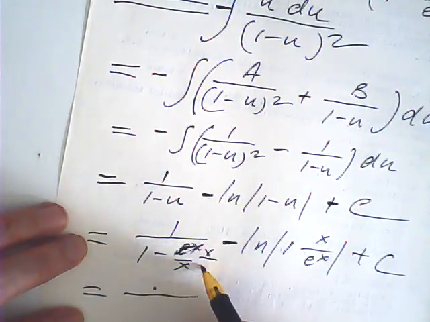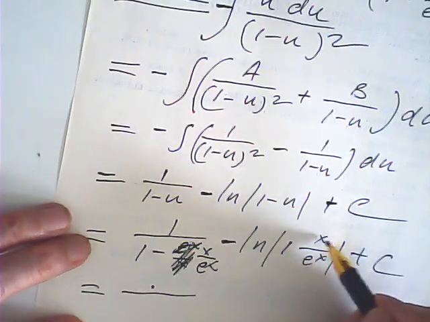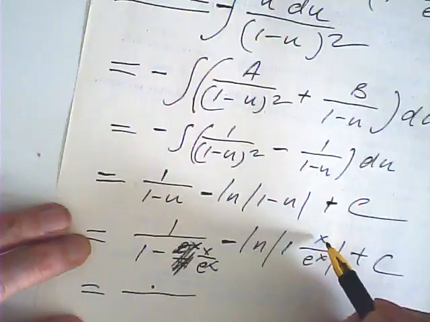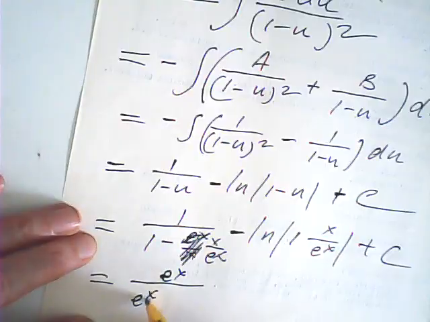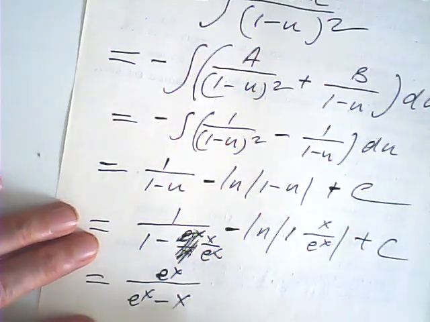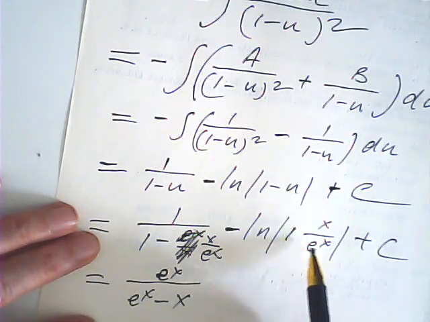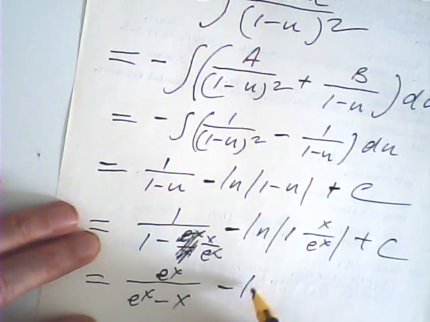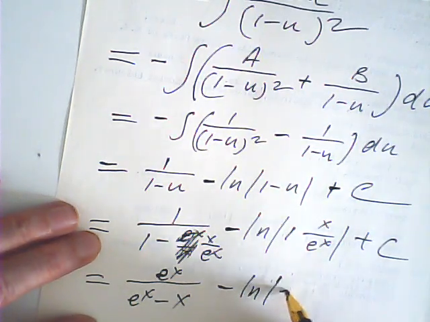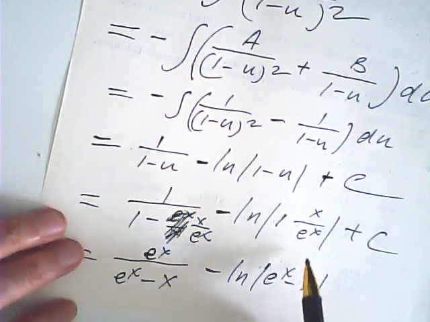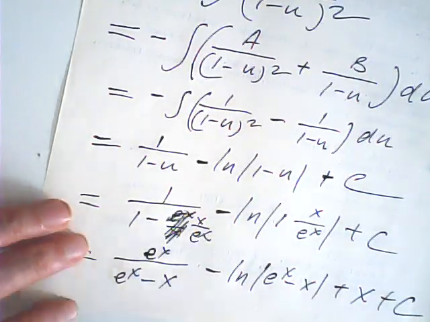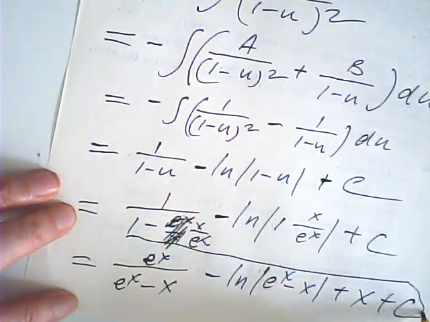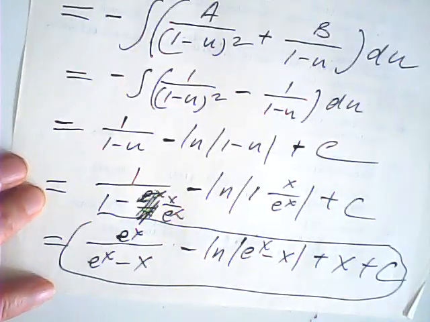Wait a minute, I copied wrong. This is x over e to the x. I'm sorry. It's x over e to the x, yeah. So then this becomes e to the x minus x, right? This becomes natural log of e to the x minus x. Log e to the x is x, right? Yeah, good. That is my result.